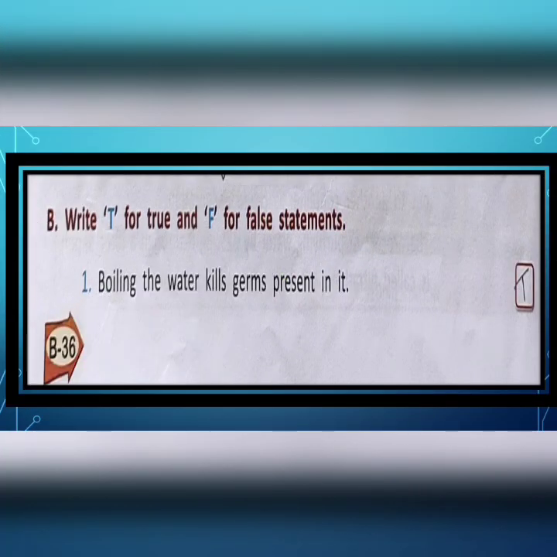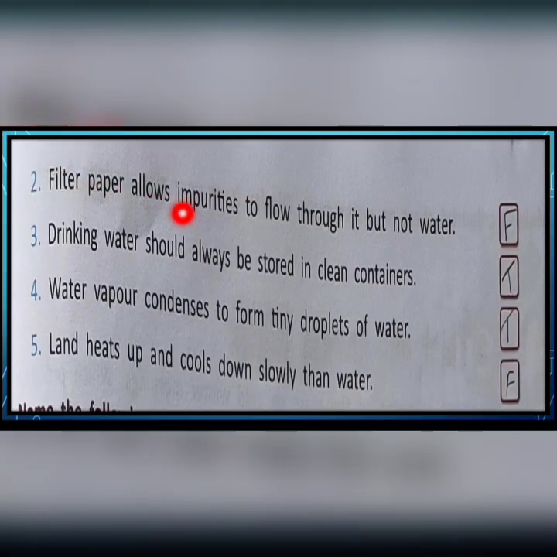Next, moving to question B, write T for true and F for false statements. This one also you have to write in your book only. Boiling the water kills germs present in it. It is true, so you have to write T. Next, number 2. Filter paper allows impurities to flow through it but not water. It is false. Drinking water should always be stored in clean containers. True. Water vapor condenses to form tiny droplets of water. True. Land heats up and cools down slower than water. It is false.